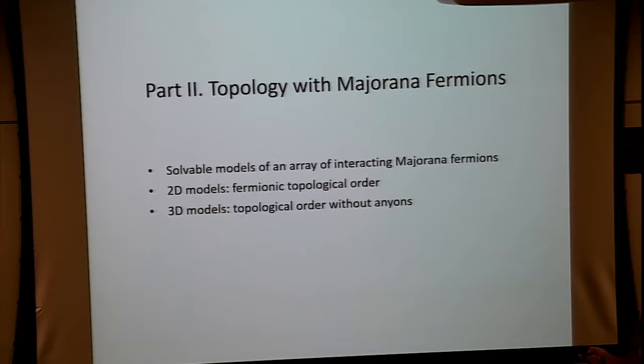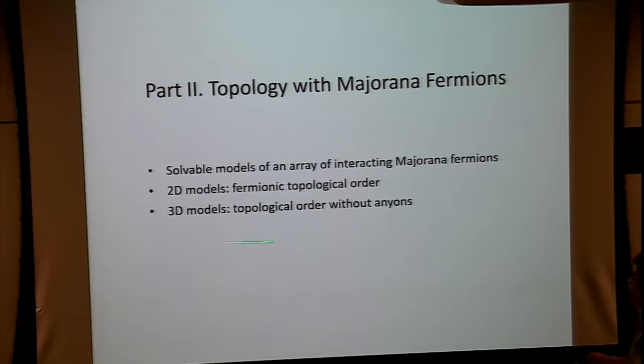There was already quite a lot of discussion in Xiao-Gang Wen's lecture that bosonic and fermionic systems have different topological classifications. And there's a question, for example, is there a fermionic version of the string-net model? So I'm going to give you some examples of fractionalized topological phases that can be constructed out of Majorana fermions. In particular, we envision an array of Majorana fermions that interact with each other by some short range interactions, and we ask, are there interesting phases out of it?